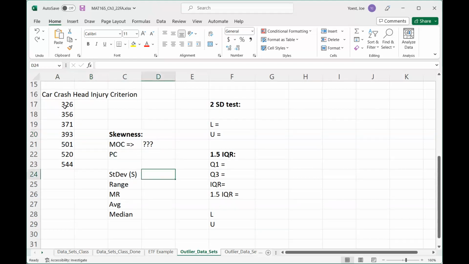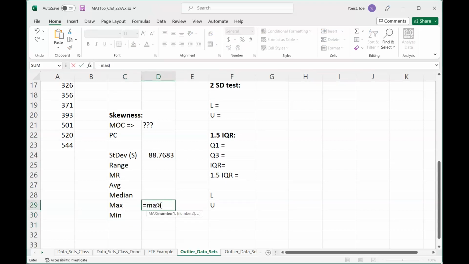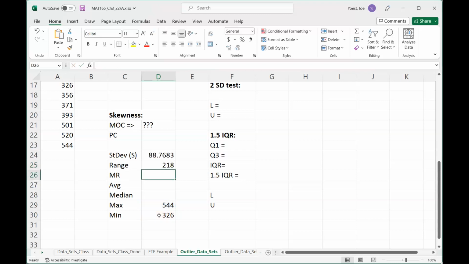So let's look at, well, first let's give this a name. Let's just call it HIC. That'll be our data set, head injury criterion, HIC. I'm going to do STDEV.S of HIC. For range, I need max minus min. Maybe I'll do a max and a min down here so that I can just reuse these. So for range, I need max minus min. And for mid-range, max plus min over 2.